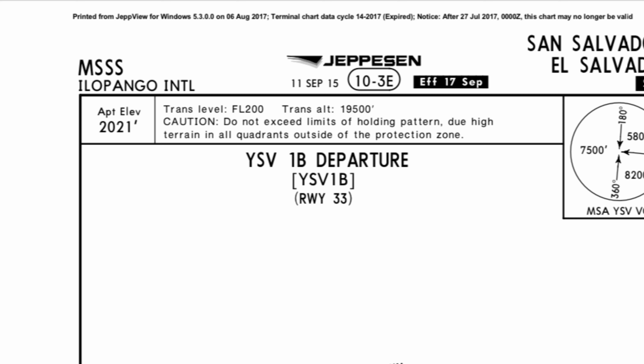So for example, here you have a very easy instrument chart. This is a standard instrument departure chart. You can see the name SID over there. That's what it stands for, Standard Instrument Departure. The name of the chart is Yankee Sierra Victor 1 Bravo Departure. That's the name of the chart, like your own name. Charts happen to also have a name. And this is for the airport Mike Sierra Sierra Sierra.